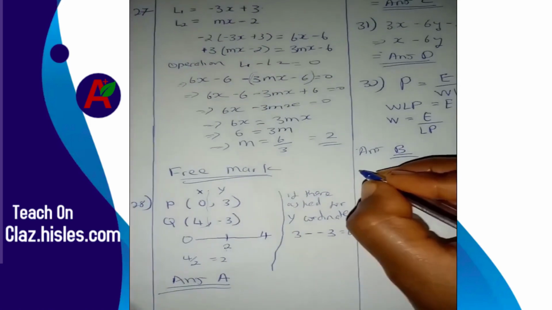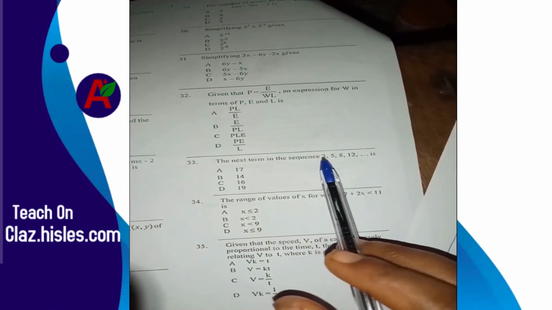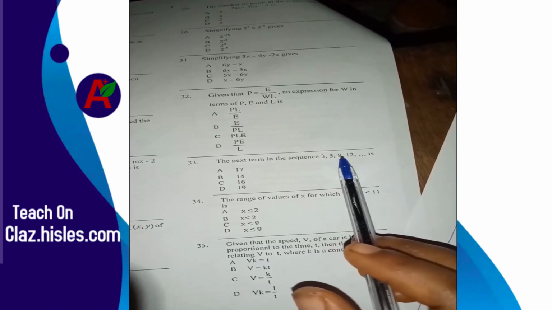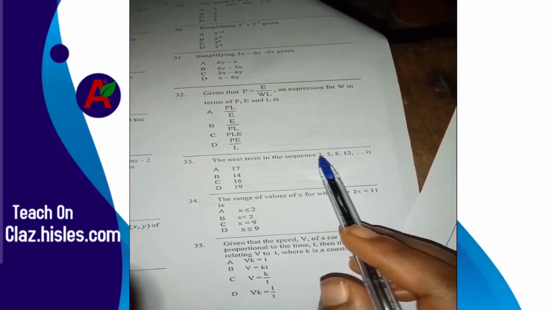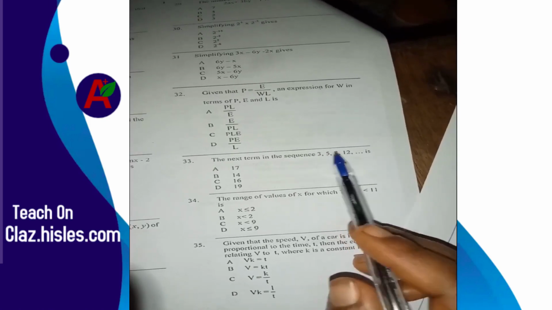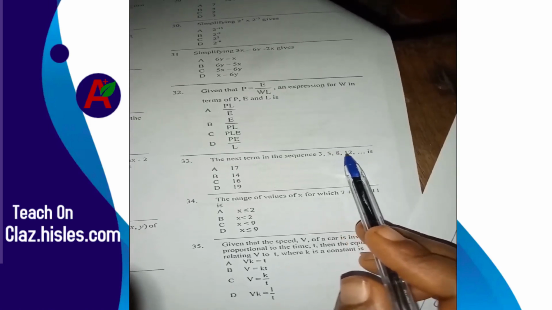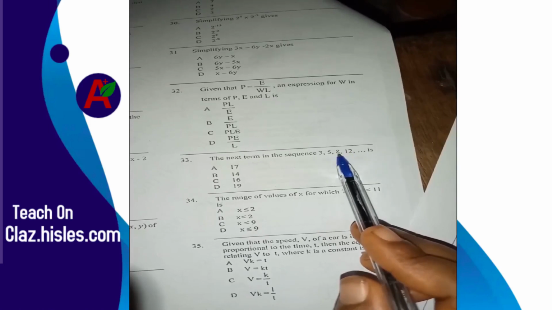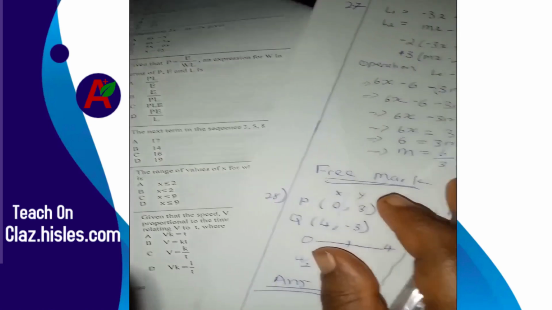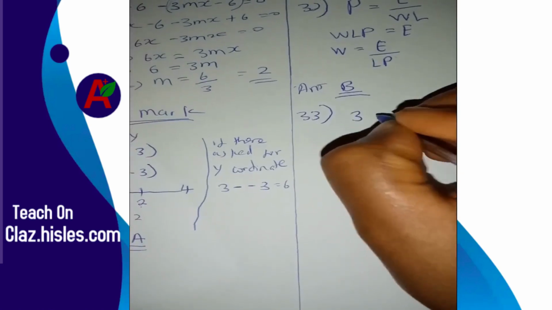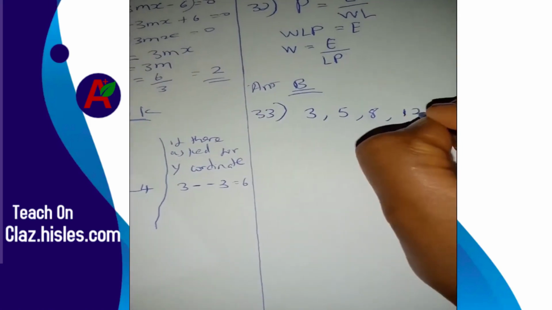Number 33. The next term in the sequence 3, 5, 8, 12 is... From 3 to 5, what is the difference? The difference between 3 and 5 is 2. The difference between 8 and 5 is 3. The difference between 12 and 8 is 4. So this is how it goes: 3, 5, 8, 12.